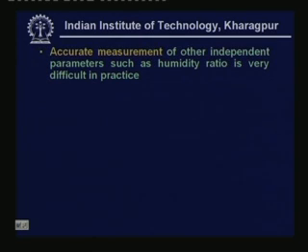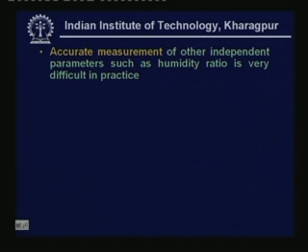What is the third property which can be specified and which can be measured easily, so that you can fix the state of air? Theoretically the third property could be anything. For example, it could be relative humidity, humidity ratio, or enthalpy. Of course, enthalpy cannot be measured, so there is no point in taking that as an independent variable, but theoretically speaking it can be any intensive property.